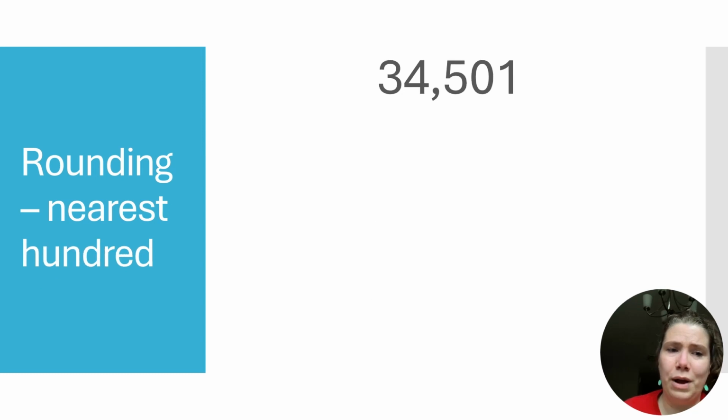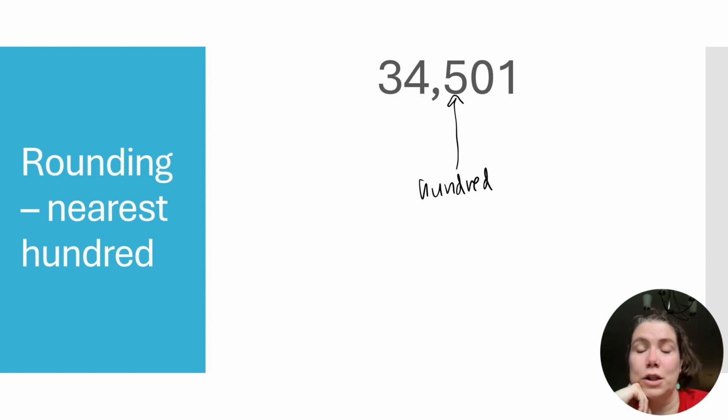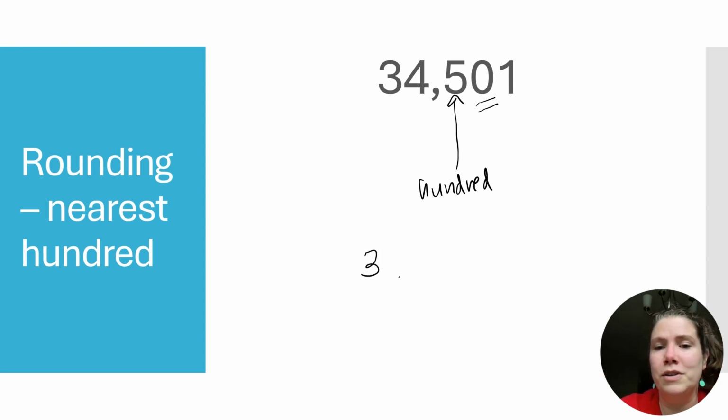What happens if we round it to the nearest 100? Here's my hundreds place, the 5. So I have 34,500. And now I just say, is that closer to 34,500 or closer to 34,600? And I bet you can tell already, because it's 501, that it's much closer to 34,500. But you can also use this adjacent digit to say, oh, it's a 0. That means I'm rounding down. Everything else after it I ignore. I'm going to make them all zeros. 34,500 is my closest 100.